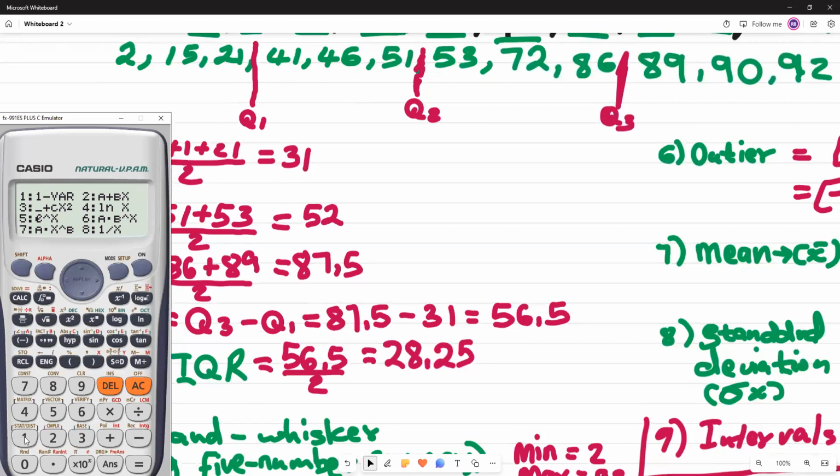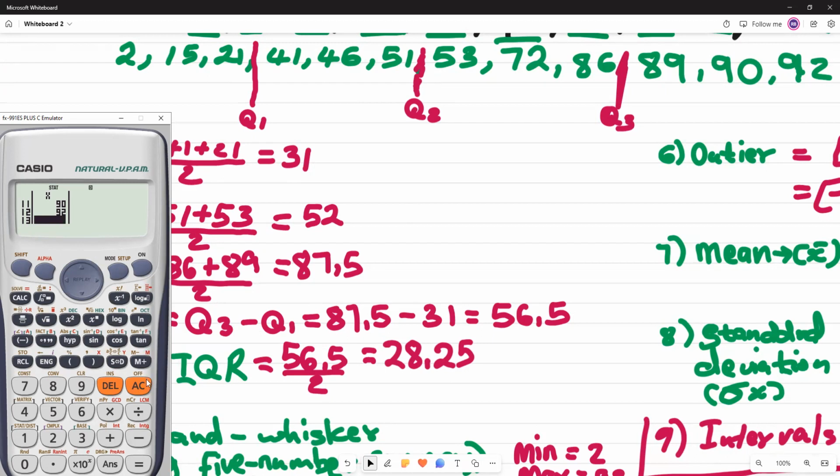Then working with variance, which is 1. Then you input your data set. So 2, 15, 21, 41, 46, 51, 53, and then 72, 86, 89, 92, 90, then 92, right? And then there are 12 of them. So I know that, okay, that should be correct.